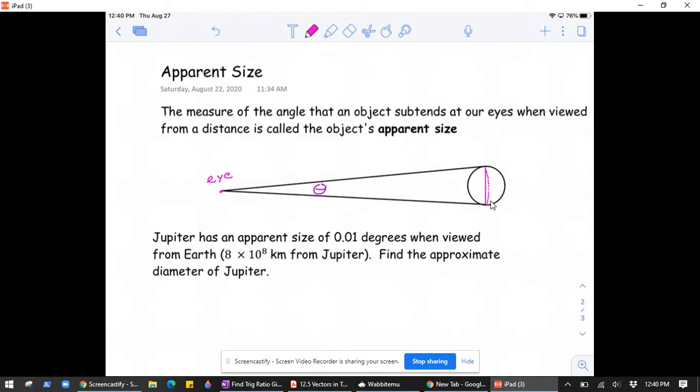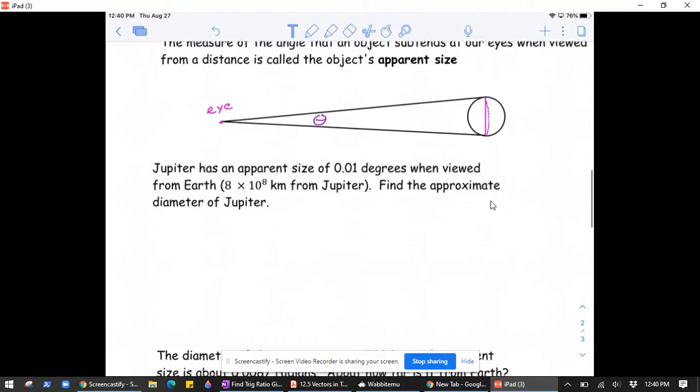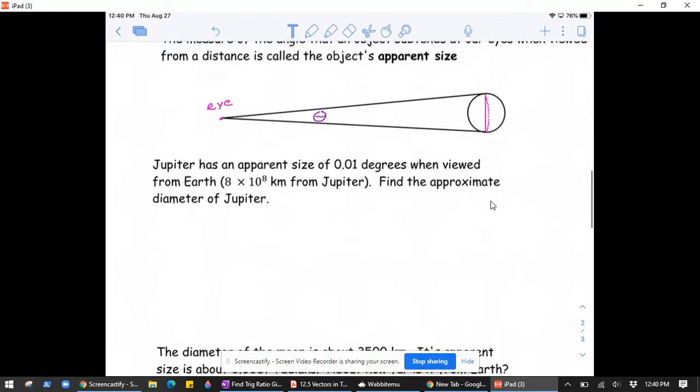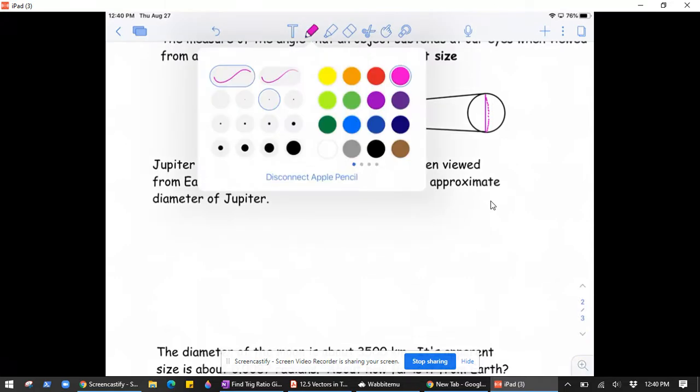So ultimately, we're just going to use arc length to estimate the diameter by assuming that the arc length and the diameter are identical. And of course, the farther away the object is, the better that estimation is. So let's look at this example. Jupiter has an apparent size of 0.01 degrees when viewed from Earth, and that's 8 times 10 to the 8th kilometers from Jupiter. We want to find the approximate diameter of Jupiter.